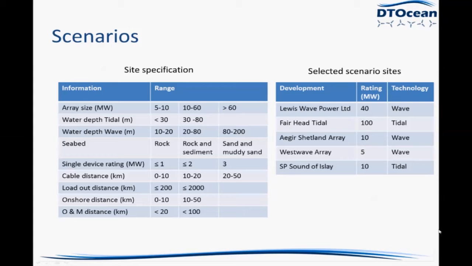Ratings of devices, what actually doing the job there, a maximum upper limit of 3 was set there. Cable distance from offshore to onshore, loadout distance, which is installation, onshore distance from the cable landing to the onshore substation, and O&M distance, i.e. distance to the port.